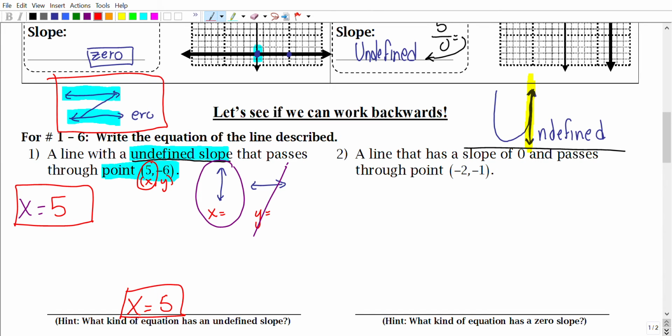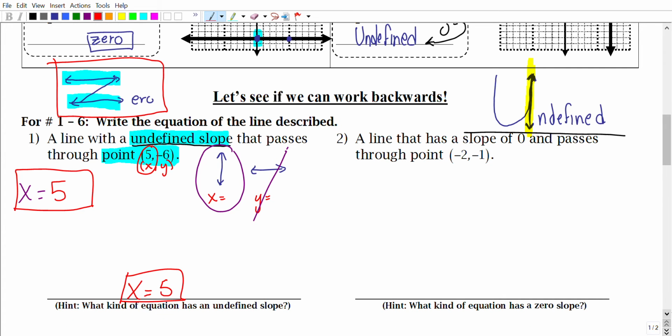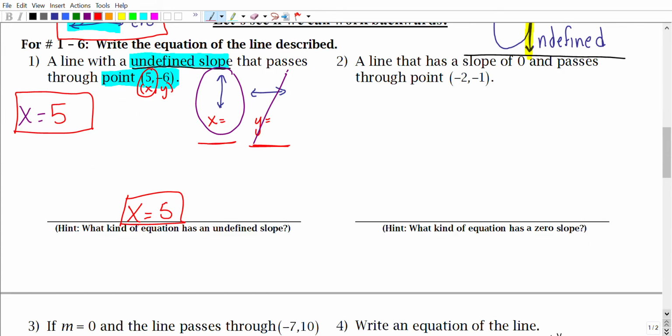So again, my final answer here is x equals 5. And just to make it clear, guys, I even gave you a small hint down here. It says what kind of an equation has an undefined slope. That's exactly what we talked about right here. You either have this option or this option, but an undefined slope is actually the vertical line. So we have x equals 5. I want to try one more with you and see if you guys can try some on your own.